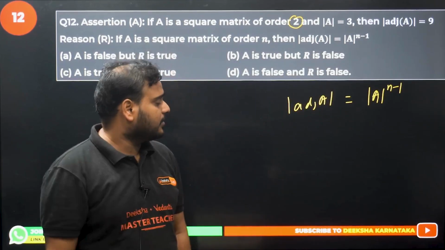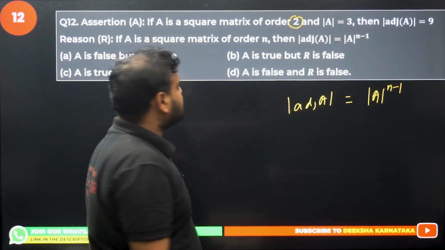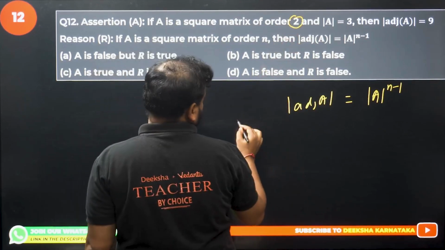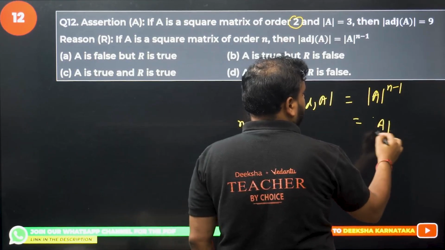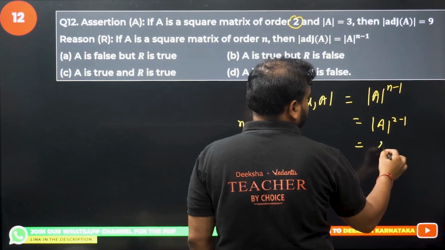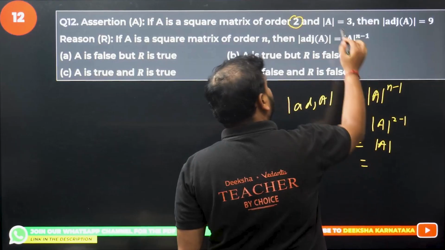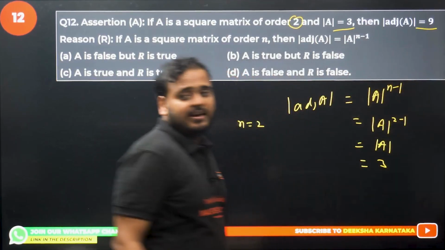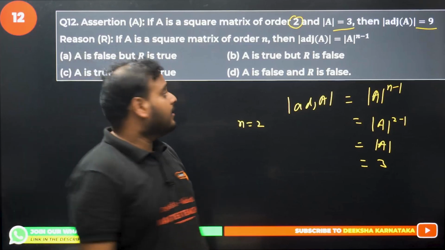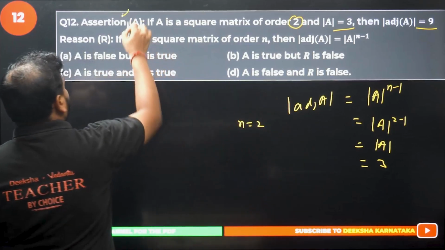Alright, no problem, sir. But in this case, the order n is given as 2. If n is 2, this will become what? Determinant of A power 2 minus 1. How much is that? Determinant of A is given as 3. But they are saying this is equal to 9. It means the assertion is false, right? Assertion is false, sir. What about the reason?